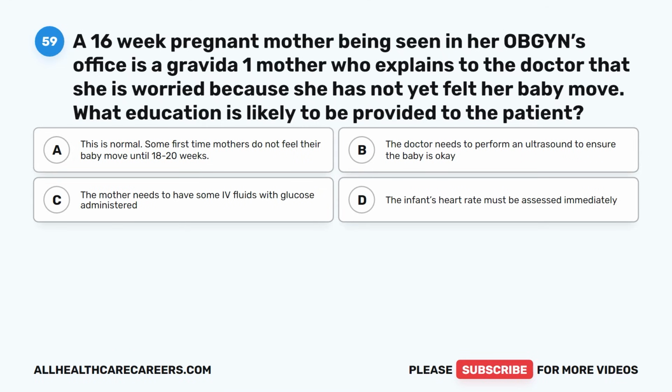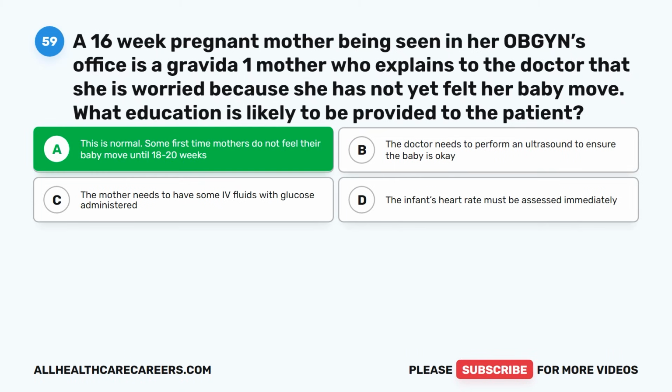Question 59. A 16-week pregnant mother being seen in her OBGYN's office is a Gravida 1 mother who explains to the doctor that she is worried because she has not yet felt her baby move. What education is likely to be provided to the patient? A. This is normal. Some first-time mothers do not feel their baby move until 18 to 20 weeks. B. The doctor needs to perform an ultrasound to ensure the baby is okay. C. The mother needs to have some IV fluids with glucose administered. D. The infant's heart rate must be assessed immediately.